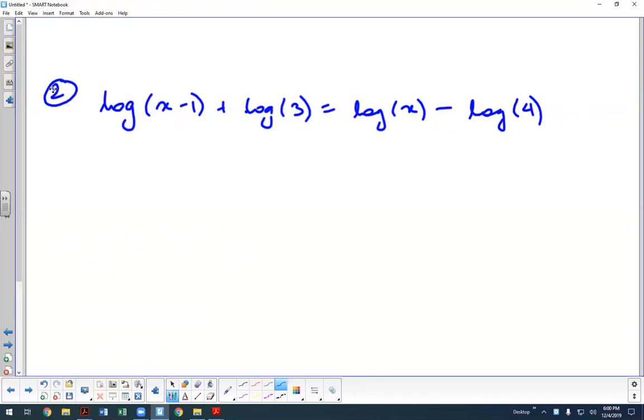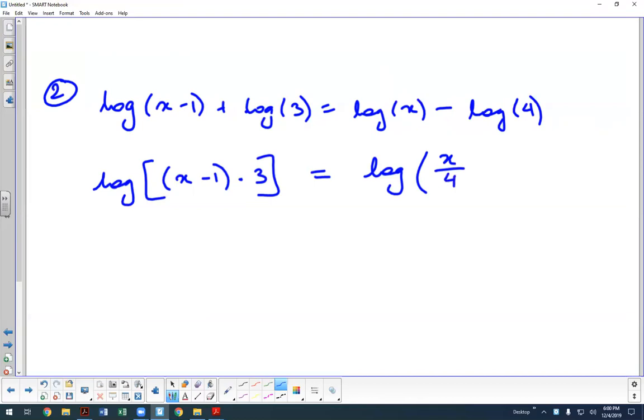Remember, the only thing we always want to make sure when we're combining our logarithms into a single log is that our bases on all the logarithms are the same. And of course, you can see these are all common logs. So on the left-hand side, we're going to use product rule, which means you're multiplying x minus 1 with 3. Quotient rule, of course, is division, so that's going to be log of x over 4. So that's how we combine these into single logarithms.